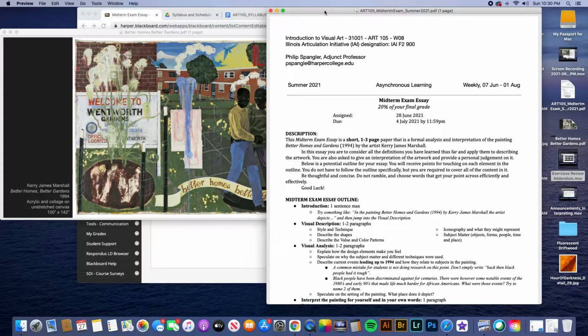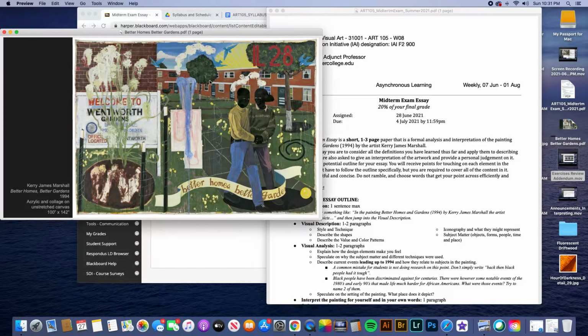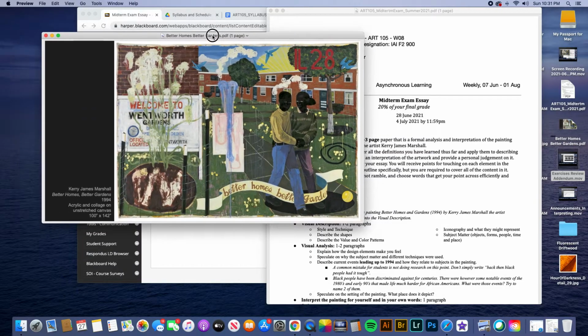This video is simply an introduction to your assignment for the midterm exam essay. Now, this essay is short. I only require you to write one page, but please don't write more than 3 pages. This paper is a formal analysis and interpretation of the painting Better Homes and Gardens, made in 1994 by the artist Kerry James Marshall.